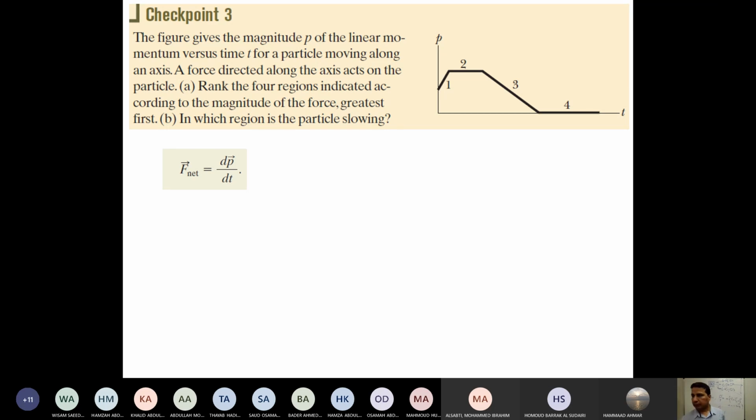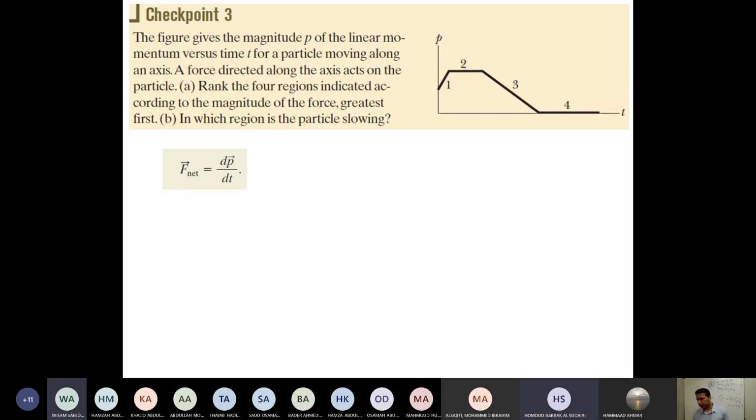In region number 1, when you are determining the momentum, the momentum is on the y-axis and the time is on the x-axis. So when you are looking for the change in momentum with respect to time, which is basically delta P divided by delta t, will you find delta P by delta t positive in region 1 or negative? Positive. And how about in region 3?